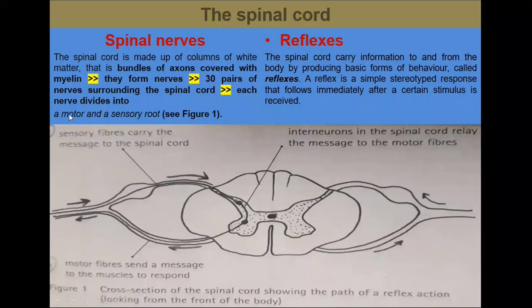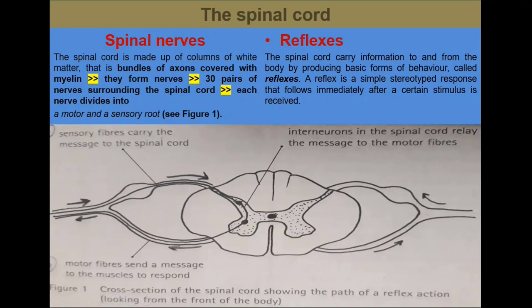Each nerve divides into a motor and sensory. They say each nerve divides into two. Then you have a motor and sensory. Then they say, see the figure below. What is sensory? What is motor? Sensory fibers carry the message to the spinal cord, whereas motor fibers send a message to the muscles to respond.